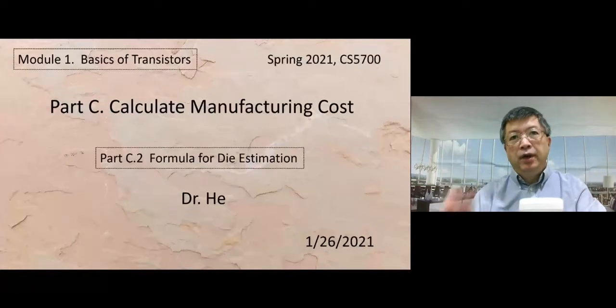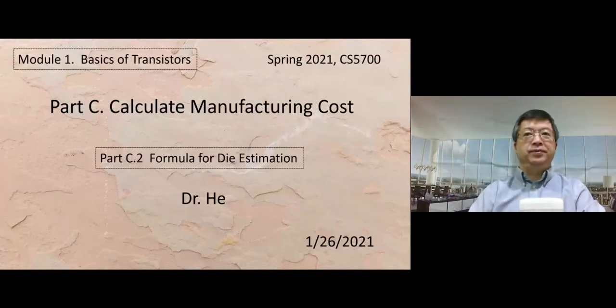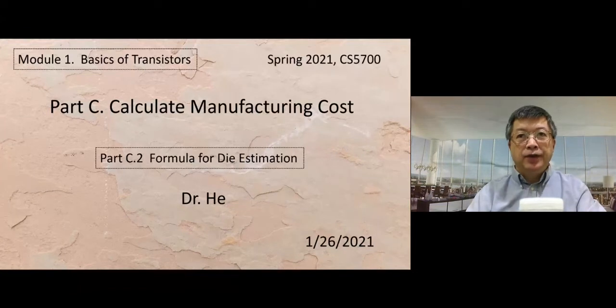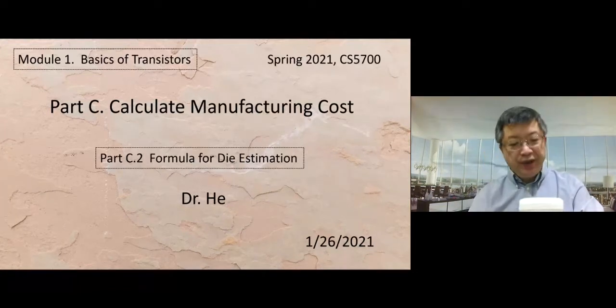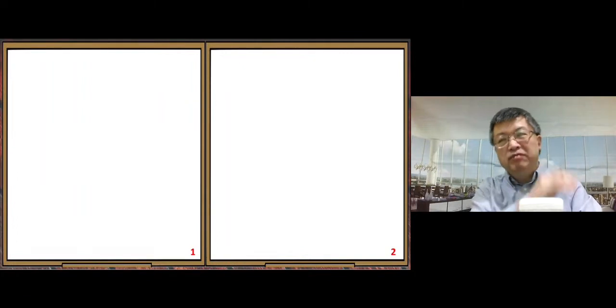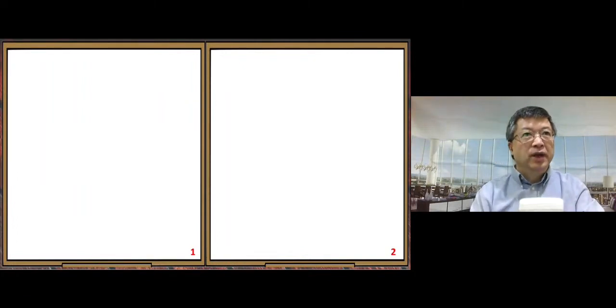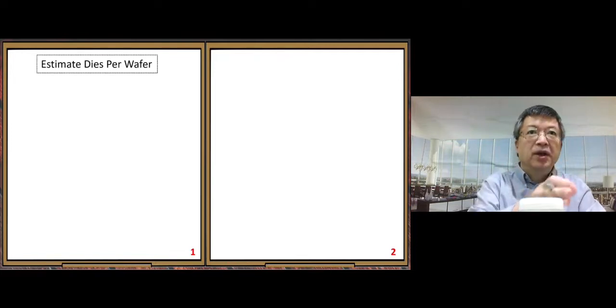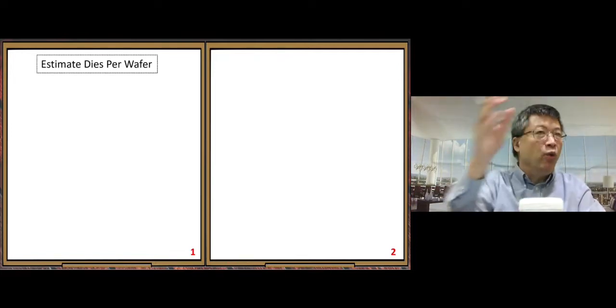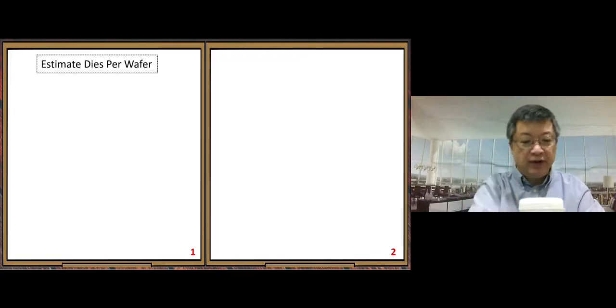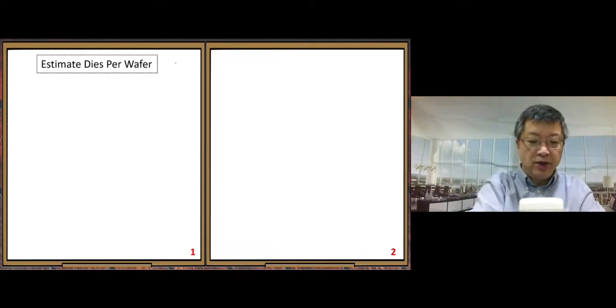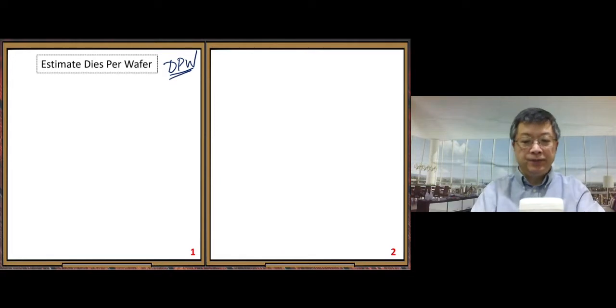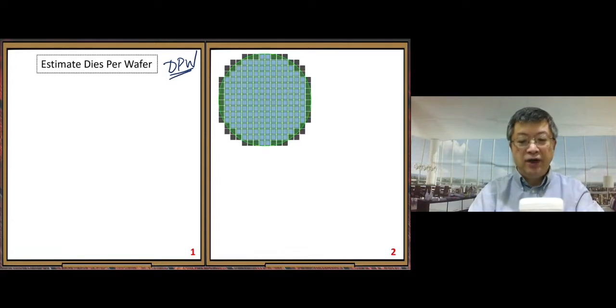Part C.2, formula for die estimation. In this part, we need to look at some formulas. Our first formula, we want to estimate dies per wafer. We usually use the symbol dPW for dies per wafer. All right, so let's start.